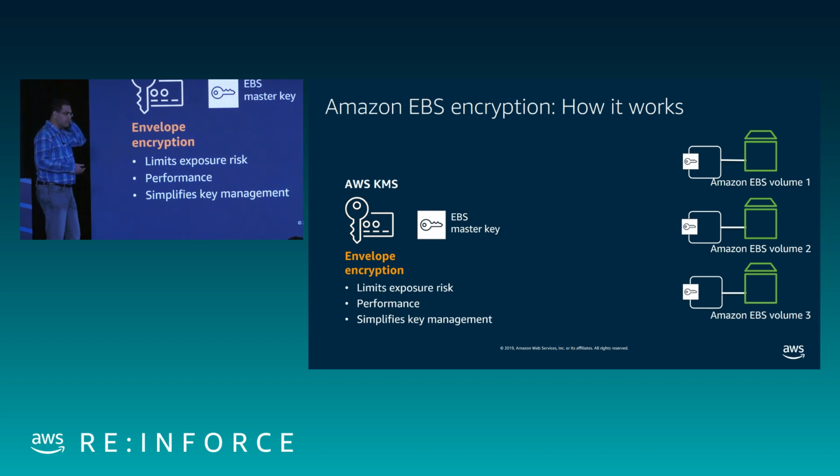So why do we do it this way? We do it this way because, one, I talked about it, it limits your exposure risk. Second, it enables high performance because now the decrypted key is local to the instance and you get the full performance of the EBS volume. And last but not the least, it simplifies key management because you can rotate the master key and work with the master key instead of having to manage keys for each individual volume, right? So again, that's basically how your encryption within the EBS context works.